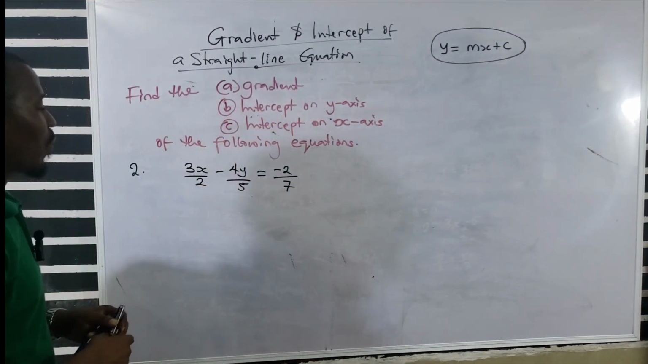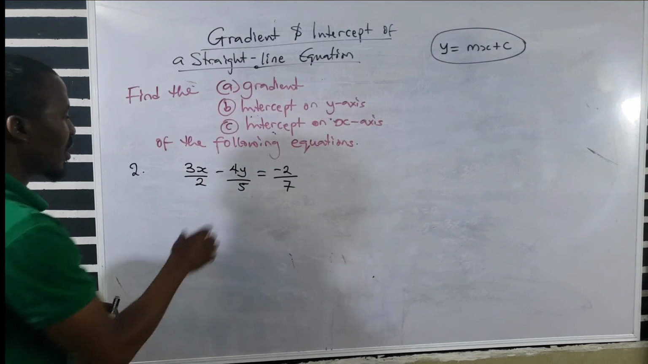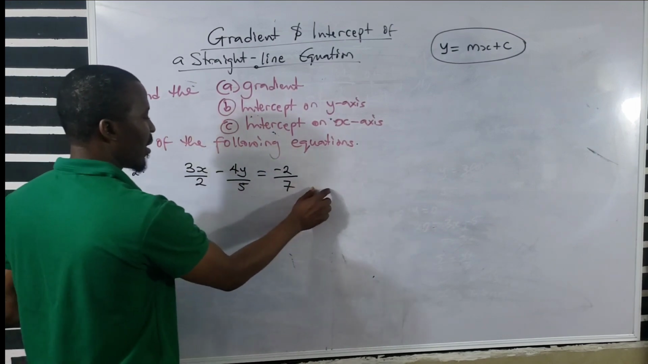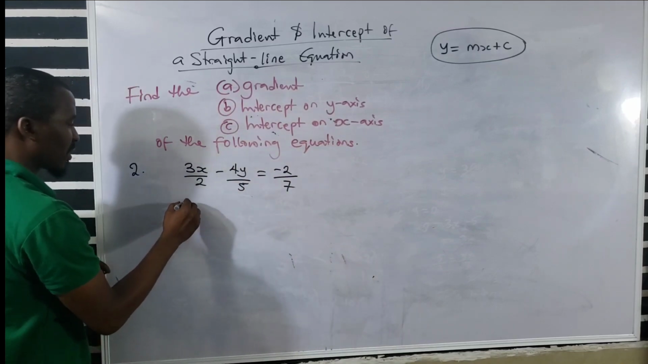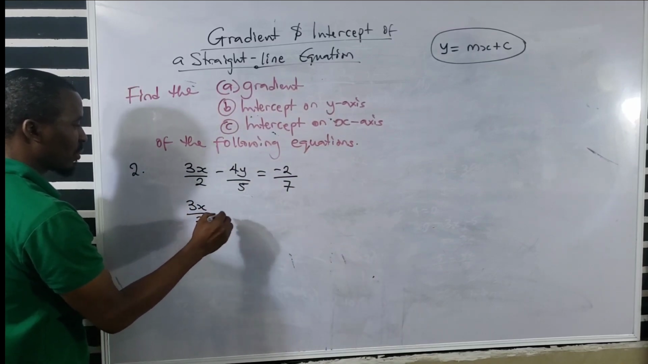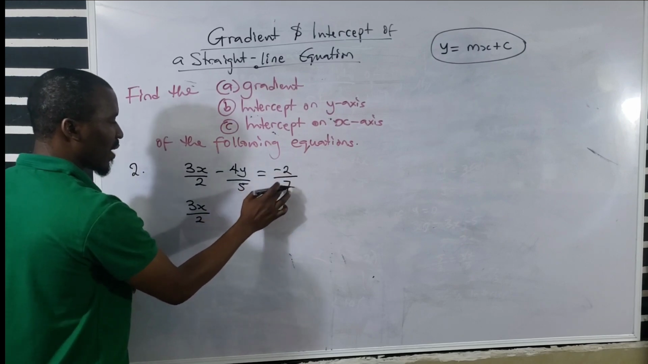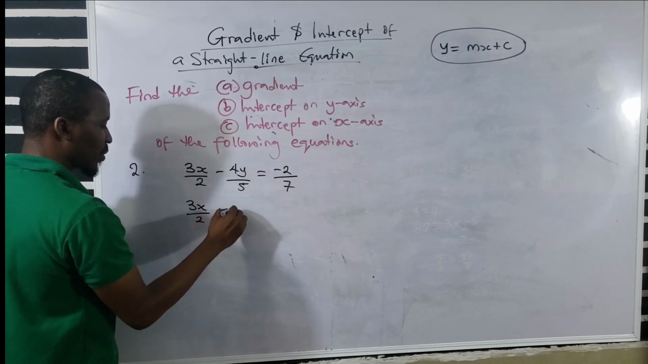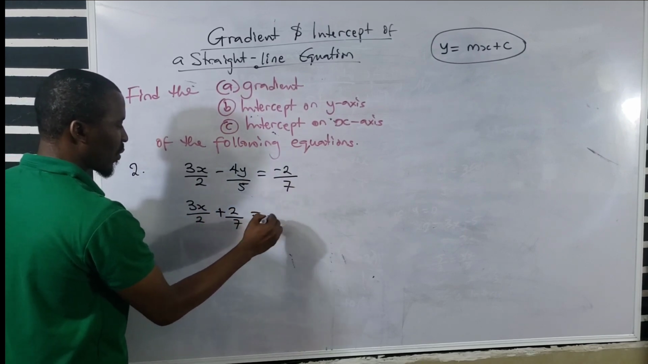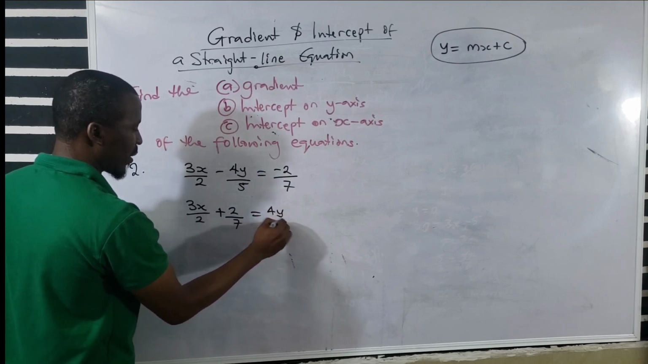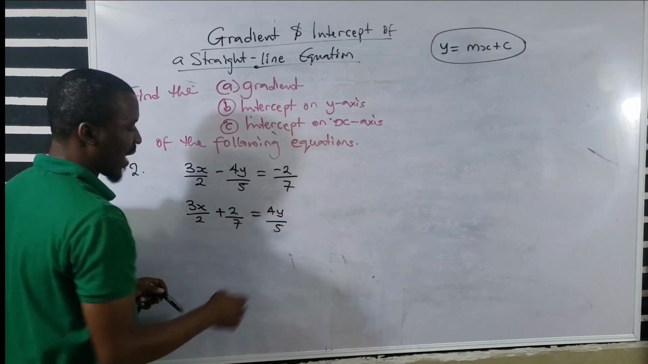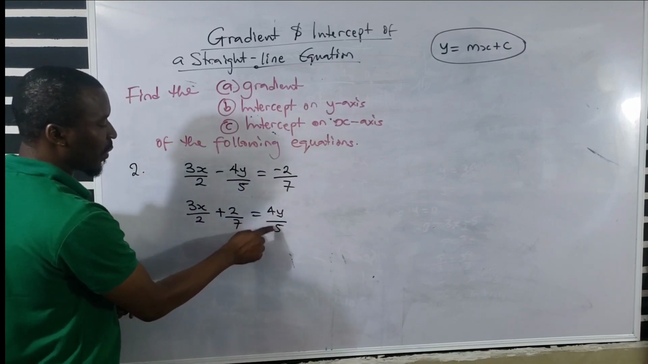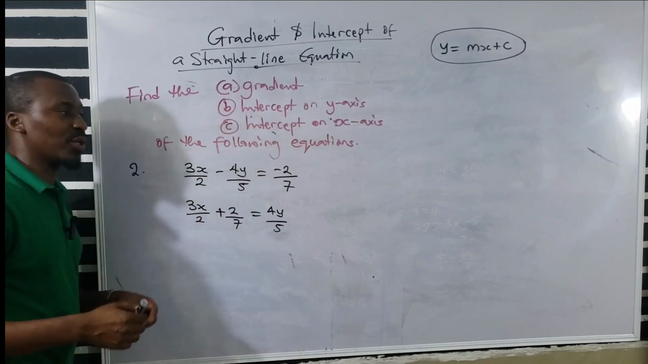We need to have our y on one side of the equation. So we're going to carry this one here over here and bring this one here over here. So that will give us 3x over 2 plus 2 over 7 equals 4y over 5, since minus 2 over 7 crosses over to become plus 2 over 7. So we have 4y over 5. Now I need to remove this 4 over 5.